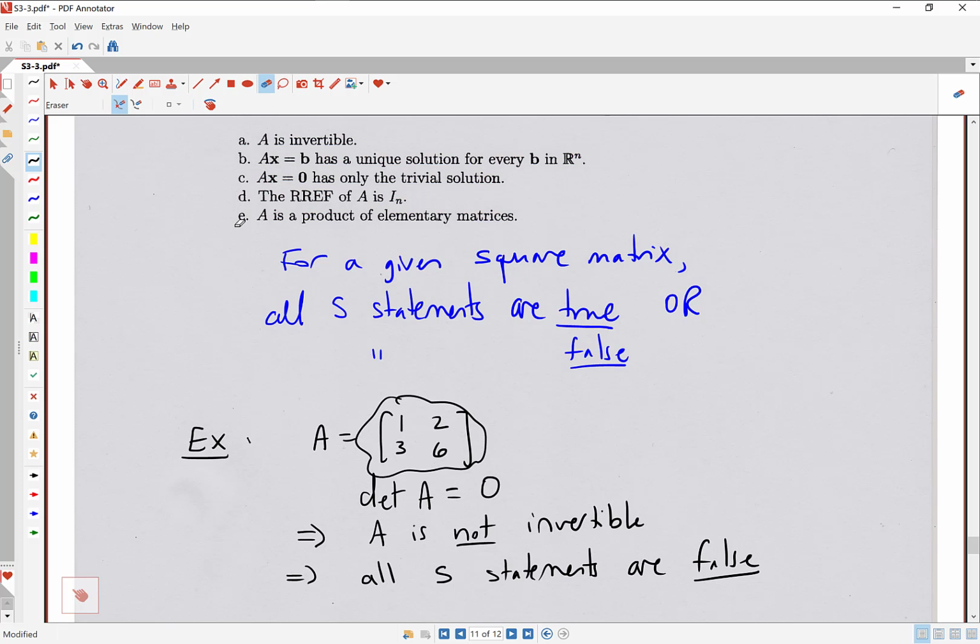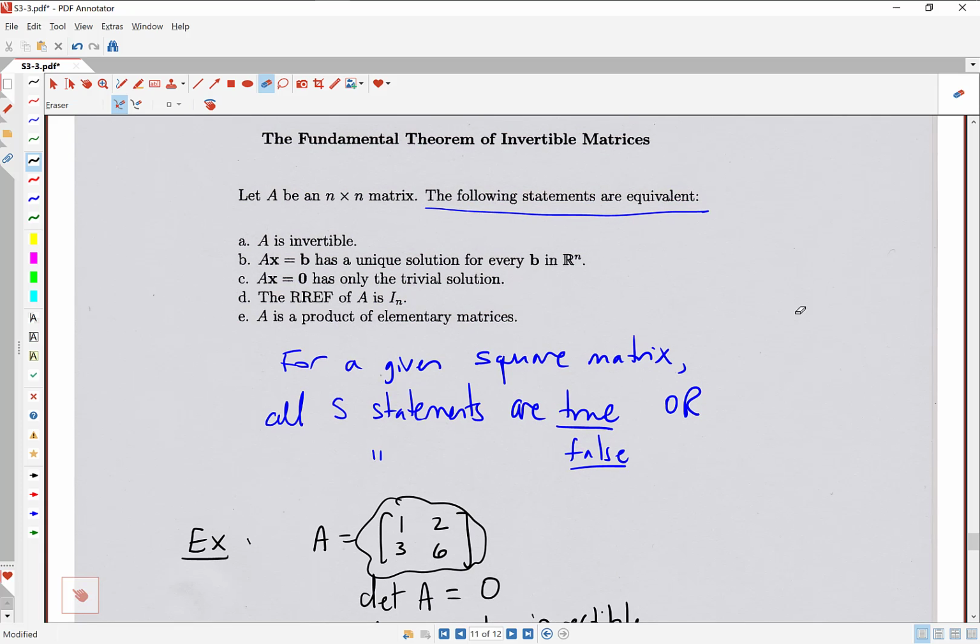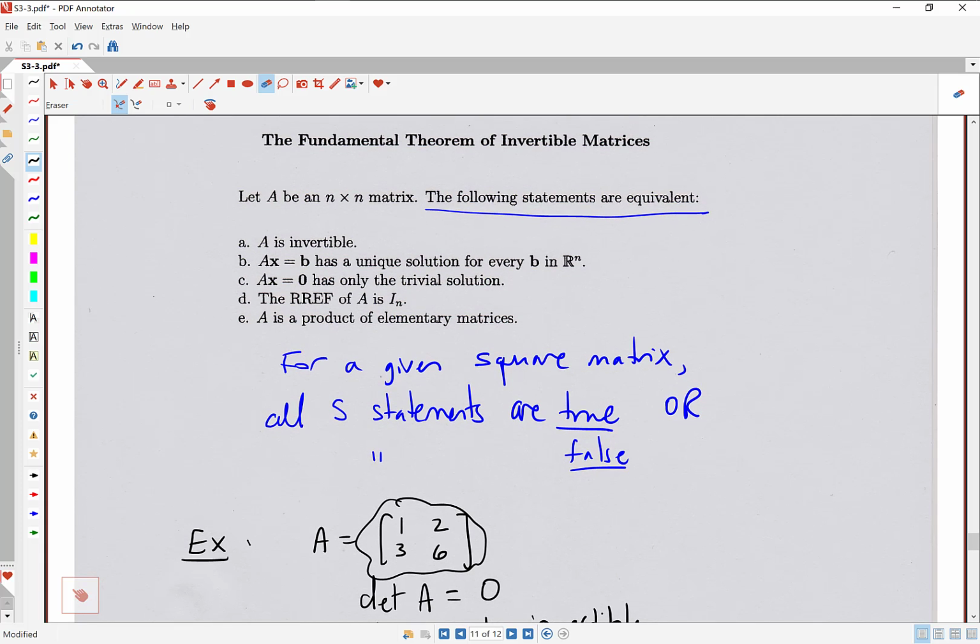So we've talked about how to find the inverse of a matrix. We've talked about elementary matrices, how to write a matrix as a product of elementary matrices. And we've seen this important fundamental theorem of invertible matrices that helps us figure out a lot of information about square matrices.